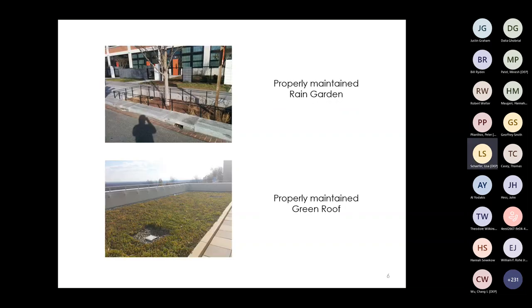Here are a couple examples of properly maintained BMPs. The top picture is of a rain garden and the bottom is a green roof. Both are well maintained and clear of any debris and trash. There's no visible signs of improper drainage that would compromise the BMP's functionality. So these are just some nice examples of maintenance here for you.